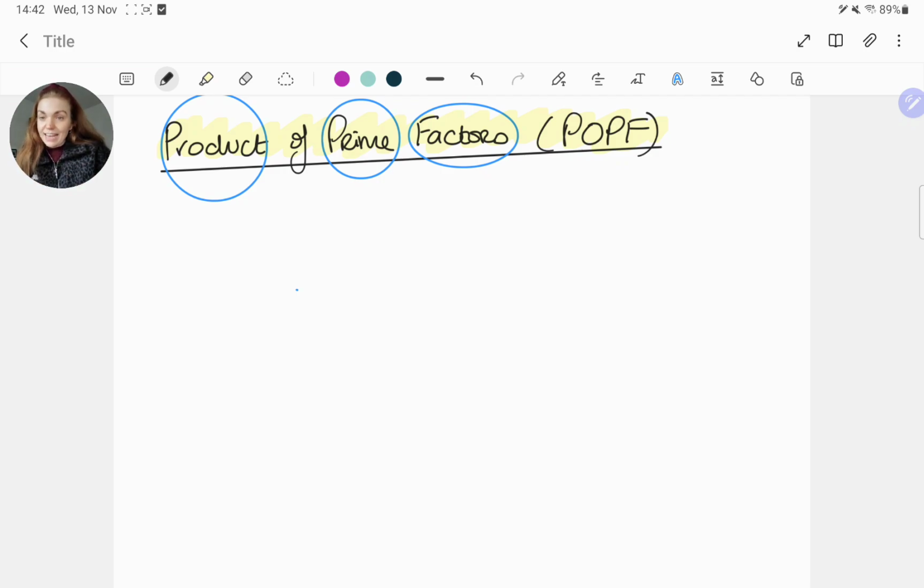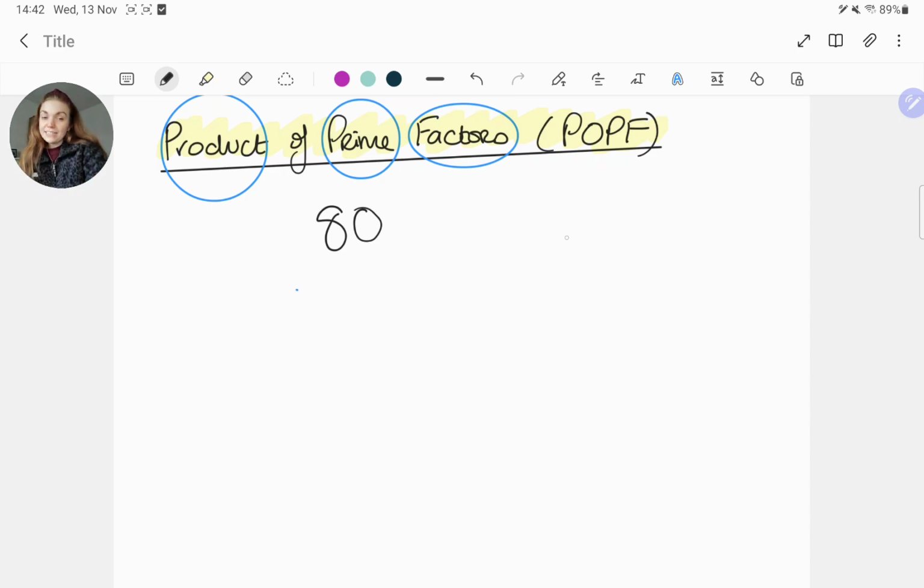In an exam you might be asked to write out the product of prime factors of, let's say, 80. They would say, write this as a product of prime. They might not put the word factor in it. Express 80 as a product of prime. Leave your answer in index notation.